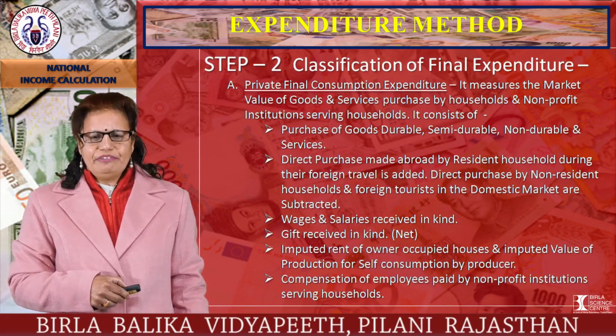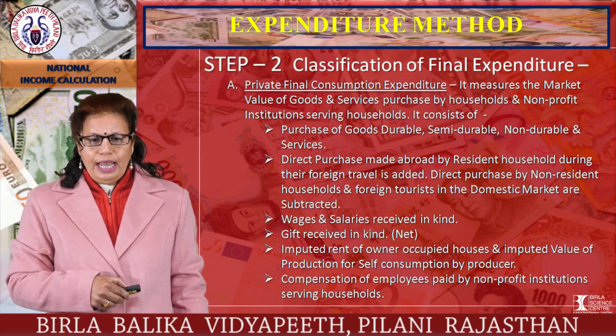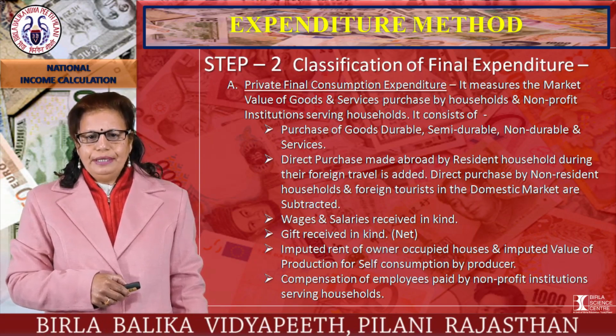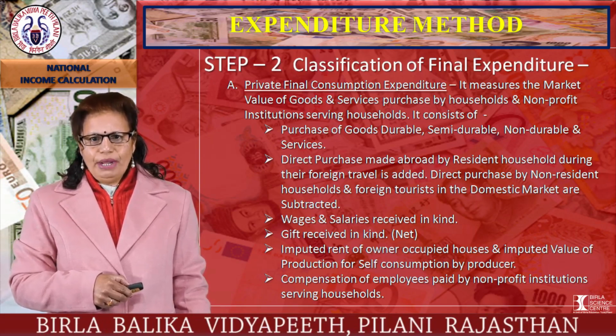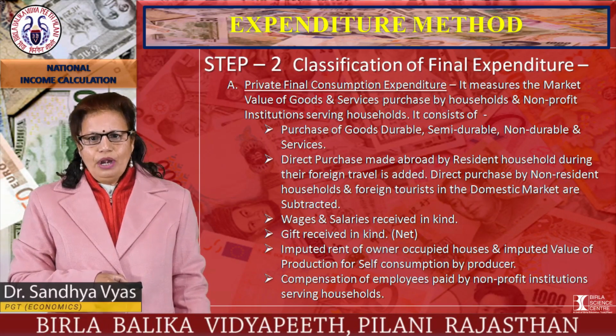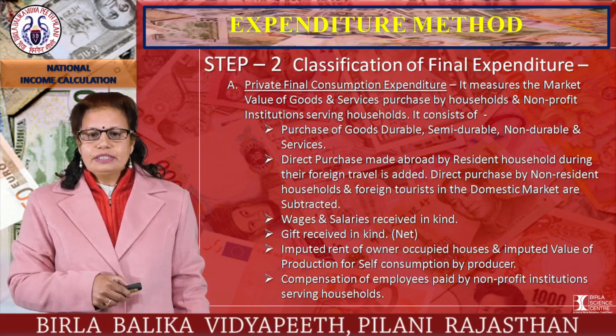It measures the market value of goods and services produced and then purchased by the households and non-profit institutions serving households. It consists of purchase of goods: durables, semi-durables, and non-durables. Direct purchases made abroad by resident households during their foreign travel are added. Direct purchases by non-resident households and foreign tourists in the domestic market are subtracted.